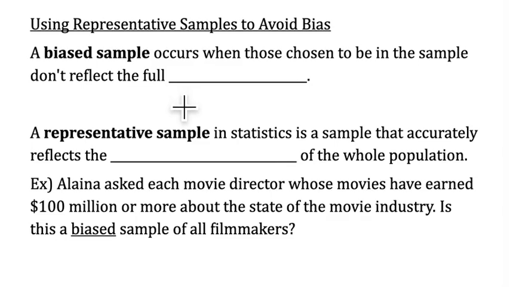A proper sample should avoid being biased. A biased sample occurs when those chosen to be in the sample don't reflect the full population. Having bias in a sample can lead us to drawing completely different conclusions from the ones we'd get if we surveyed the full population. One way we can avoid bias in our sample is through representative sampling.